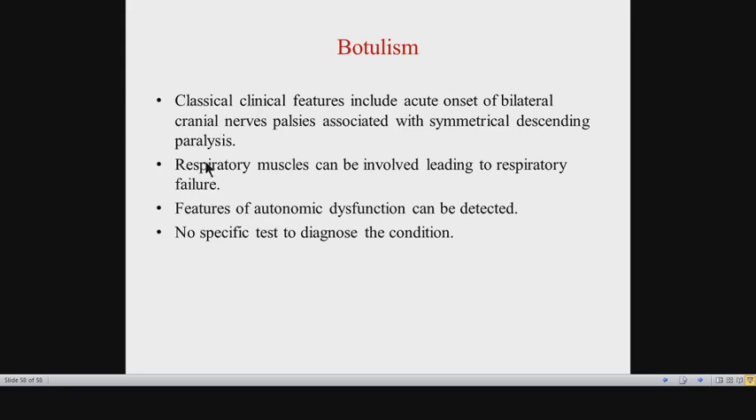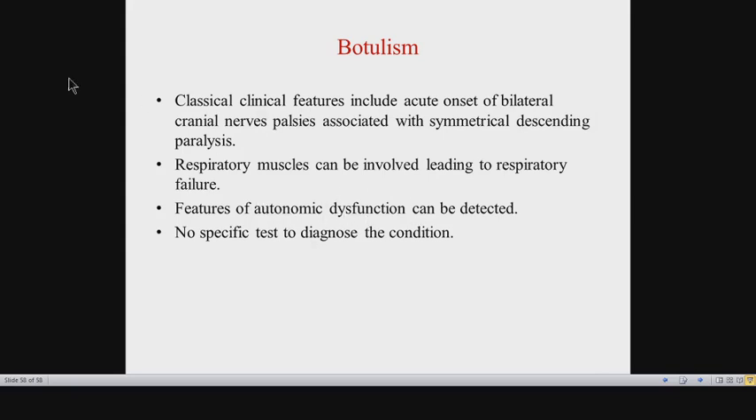Also, it can involve the respiratory muscles, and this is the serious complication because it can lead to respiratory failure in the same way as in myasthenia crisis, in the same way as in Guillain-Barré syndrome. This is the feared complication which will require ventilatory support. Also, it's associated with autonomic dysfunction, and this also can help you to differentiate between botulism and myasthenia gravis. هنا there is autonomic dysfunction.